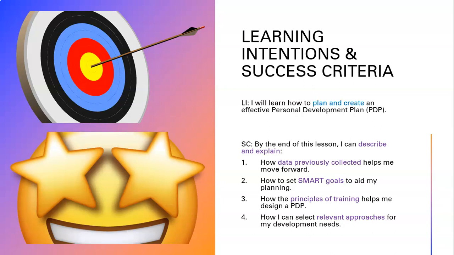Thirdly, how can you follow the principles of training to develop one physical factor which comes under the fitness column to help design an effective and relevant PDP? And finally, how can you select relevant approaches that are specific to your identified weaknesses to help develop your overall performance?